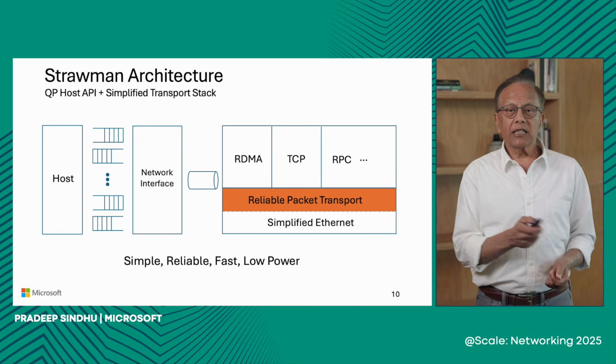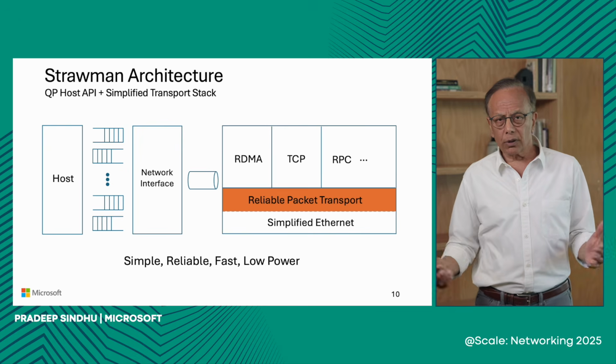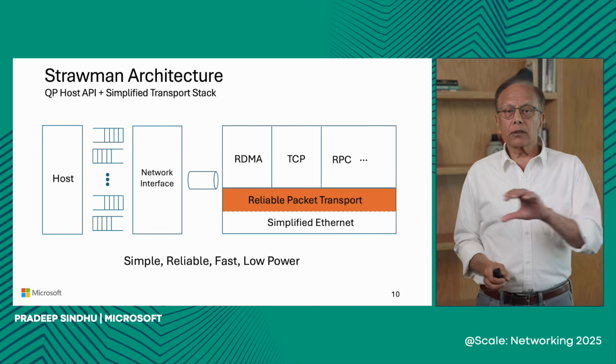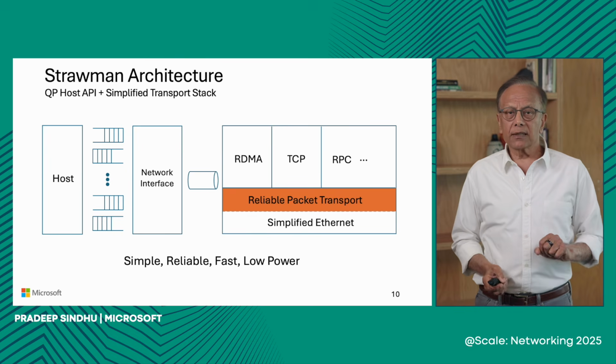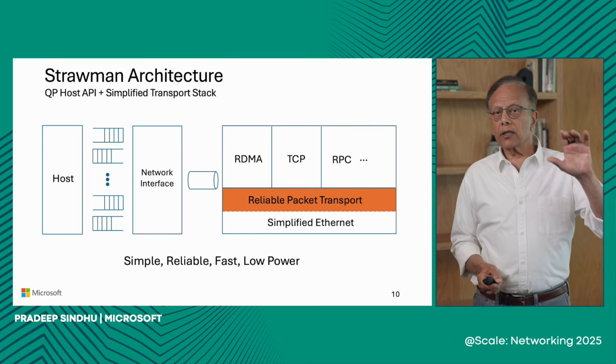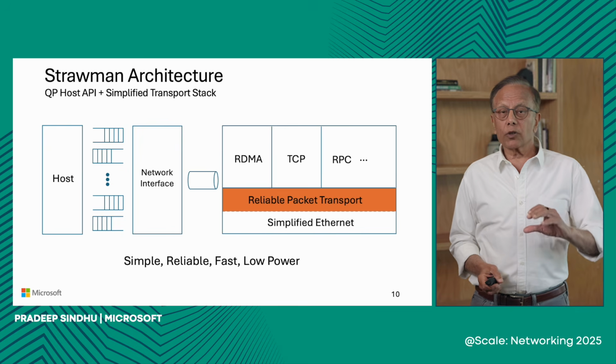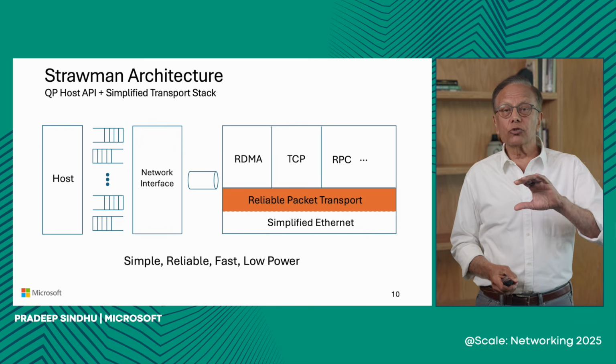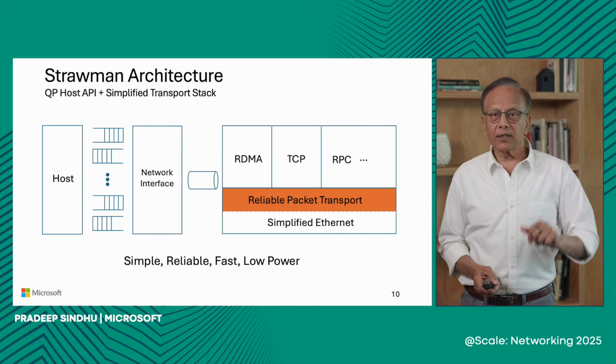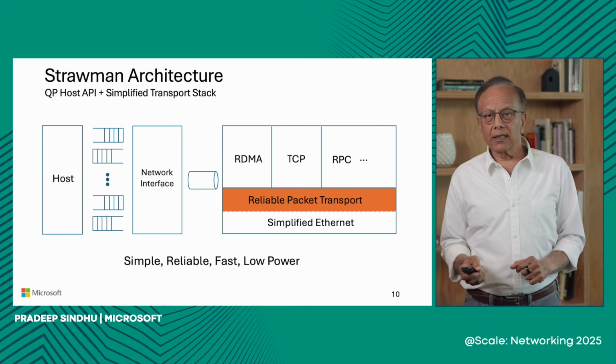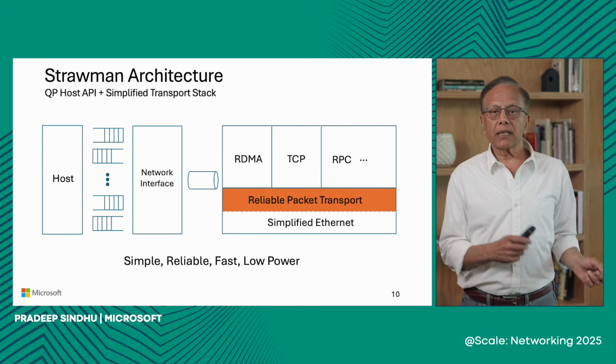You can build on top of this reliable packet transport layer RDMA, you can build TCP, and of course, the TCP semantics can be greatly simplified if you have such a layer. And of course, you can do things like RPC, where you can have single packet reliability.